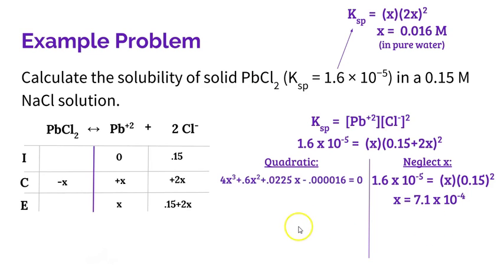Let's also do the quadratic just to see how it compares. This is what I got from my quadratic equation. When you solve for X, you end up with 7.0 times 10 to the negative 4th, which is essentially the same. It's within a rounding difference. So notice the comparison here. In pure water, it'd be almost 0.02, 0.016 molar. But in a little bit of sodium chloride, it's 0.0007 essentially. So it really reduces the solubility of the lead(II) chloride.